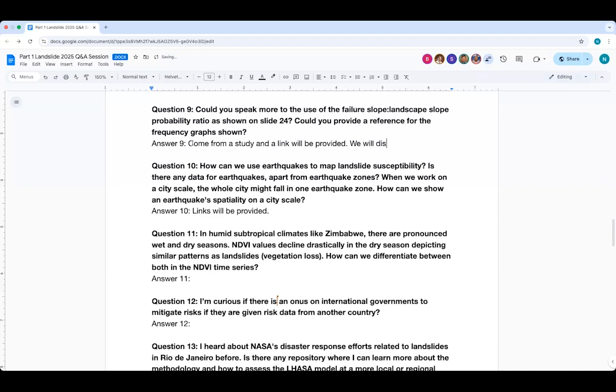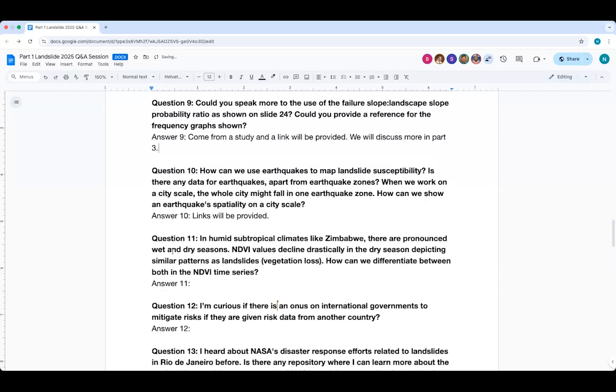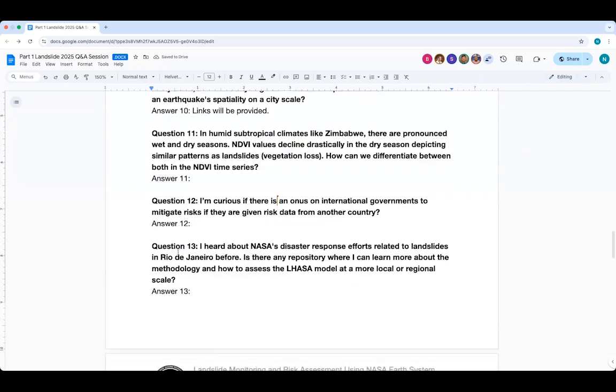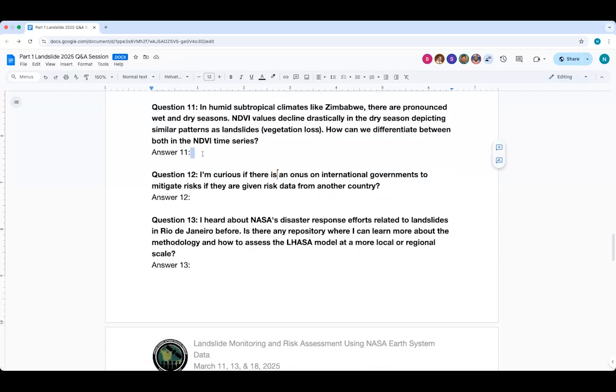Okay, wonderful. And we will now jump to question 11. In humid subtropical climates, like Zimbabwe, there are pronounced wet and dry seasons. NDVI, the normalized difference vegetation index values, decline drastically in the dry season, depicting similar patterns as landslides, such as vegetation loss. How can we differentiate between both in the NDVI time series?